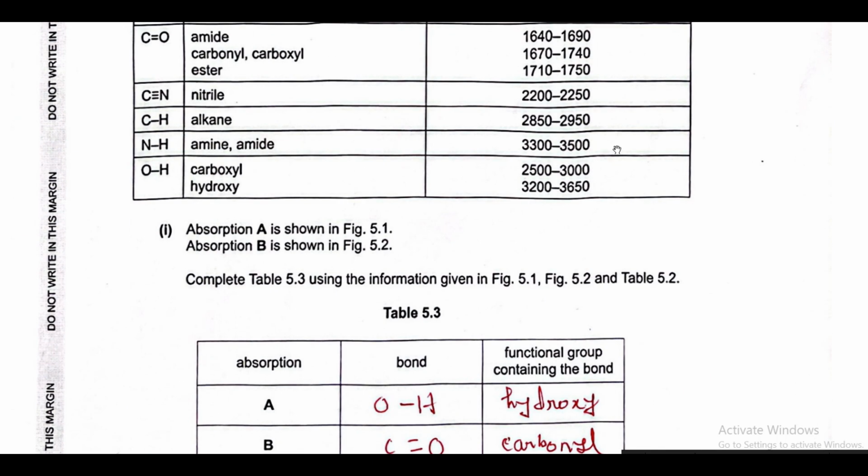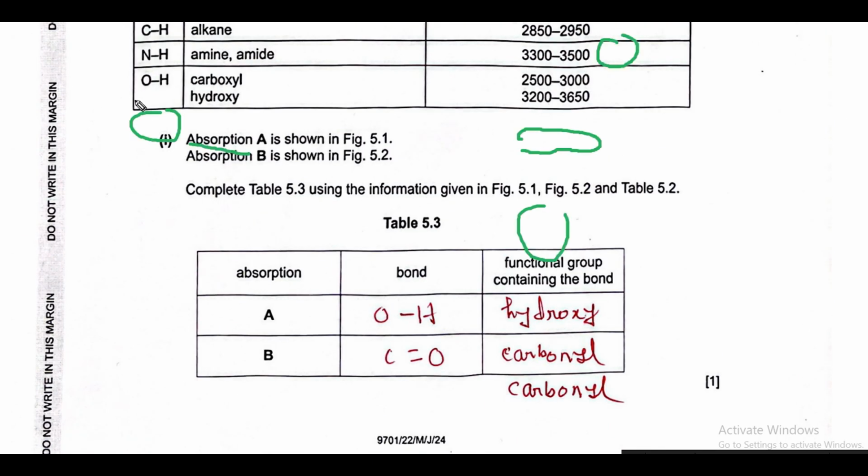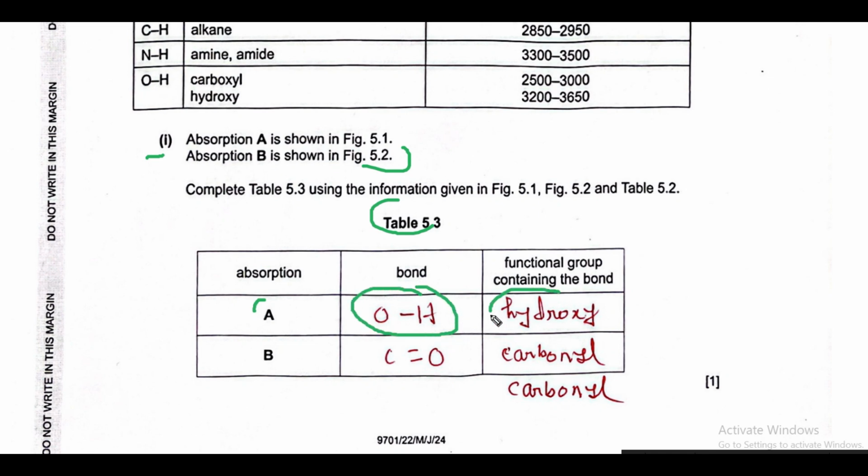Now you are asked: absorption A is shown in Figure 5.1, B is shown in 5.2. Complete Table 5.3. So absorption A is the O-H bond, the hydroxy or hydroxyl group, and spectrum B is the carbon-oxygen double bond. This is the carbonyl group.